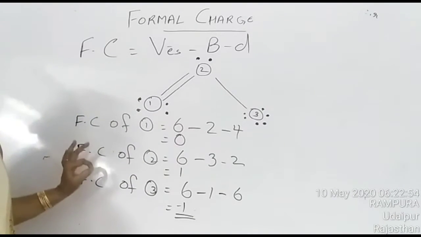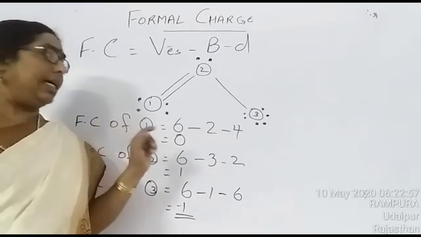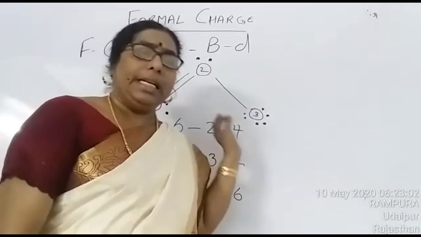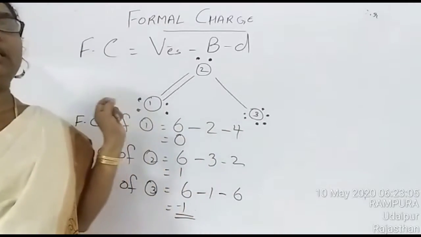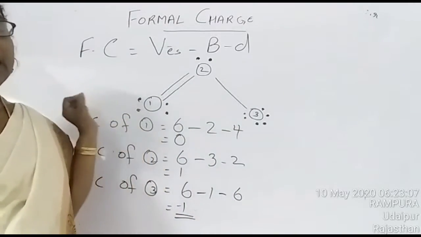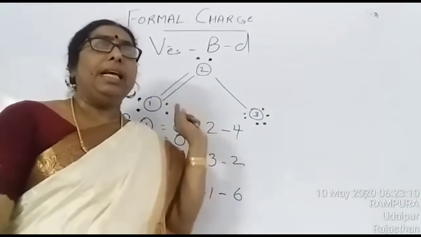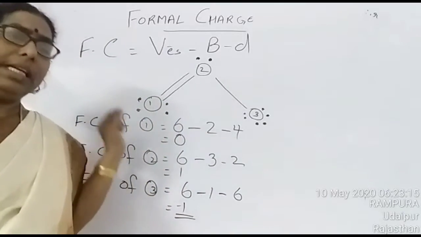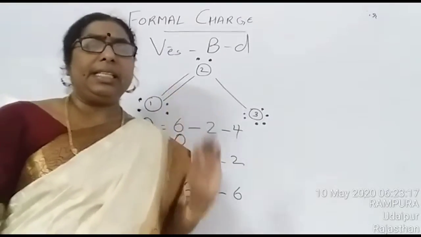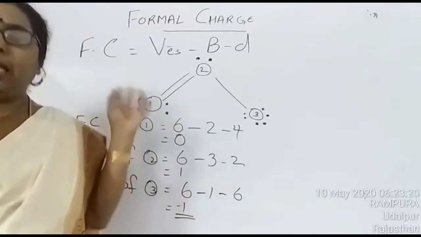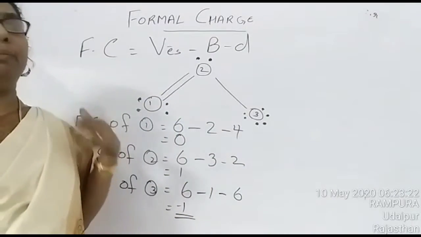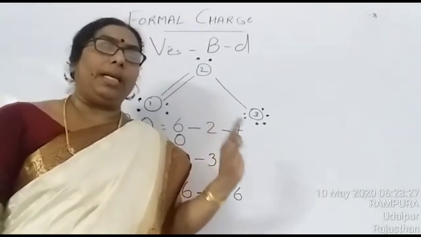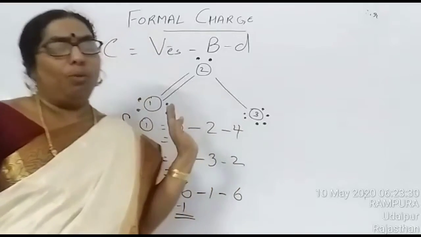Is it clear what formal charge is and how to calculate it? Here we can see that the main advantage of formal charge is that it helps us find out the stability of the molecule. The structure in which the atom possesses the least charge is considered as having least energy and hence maximum stability. Is it clear? So formal charge helps us determine the stability of the molecule.